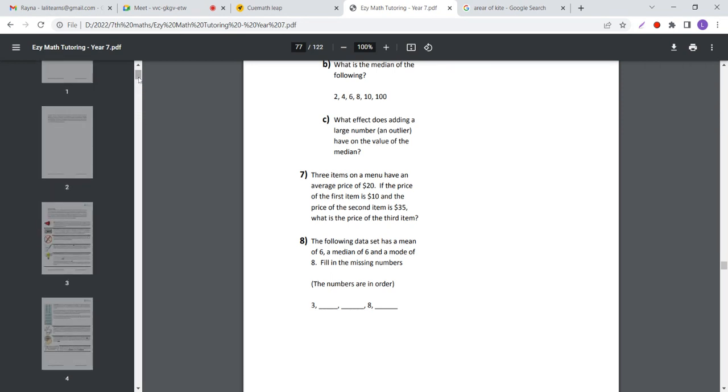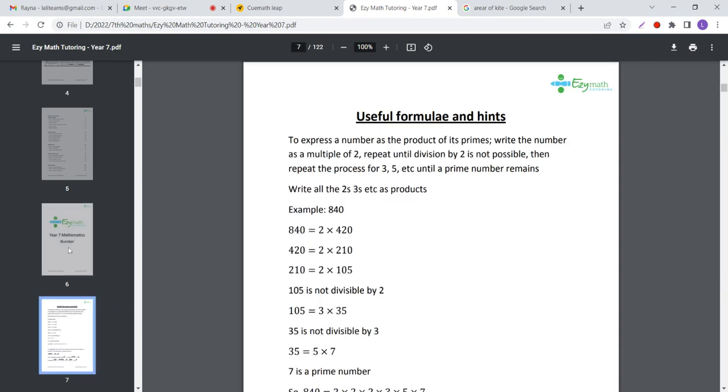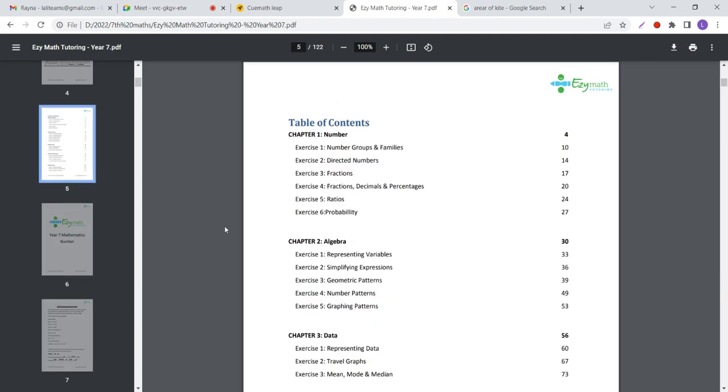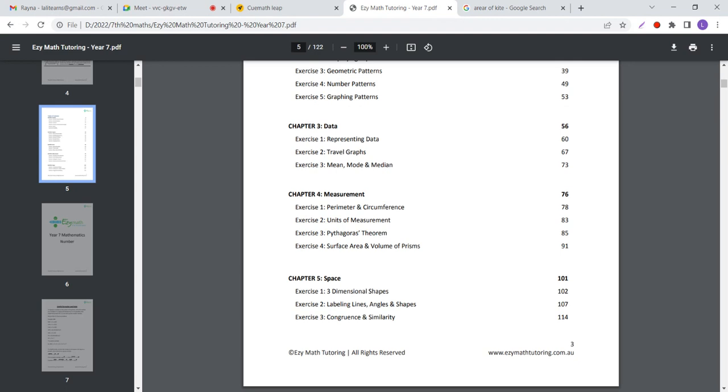You're having perimeter in this, right? Yeah, I think so. We don't use textbooks so much. That's why. See, there are topics: numbers, algebra, data, measurement, and space. Measurement includes perimeter and circumference. We covered perimeter and circumference. Units of measurement. Then there's Pythagoras theorem, surface area and volume. Okay, so let's go for Pythagoras.